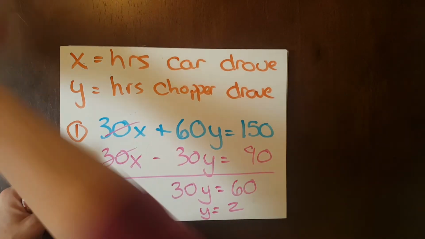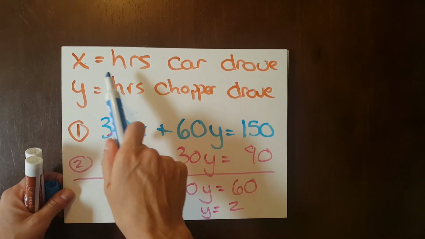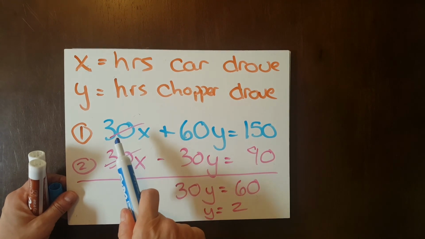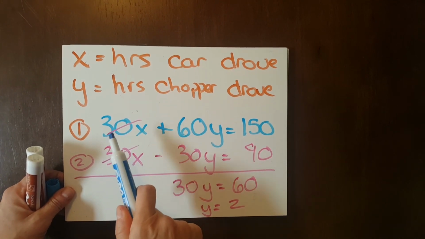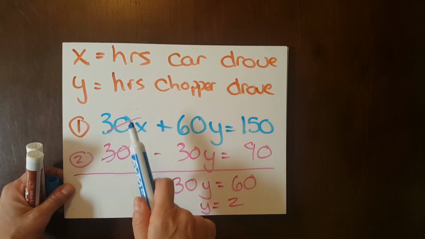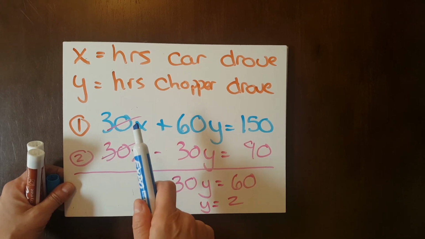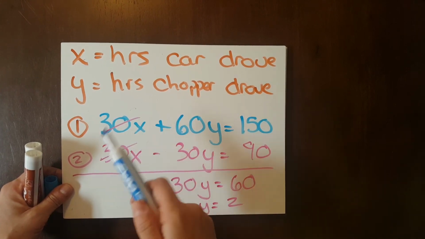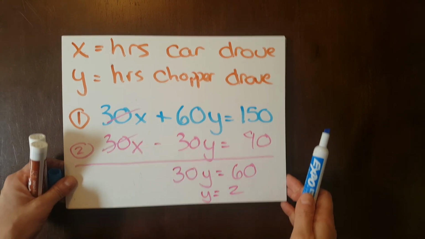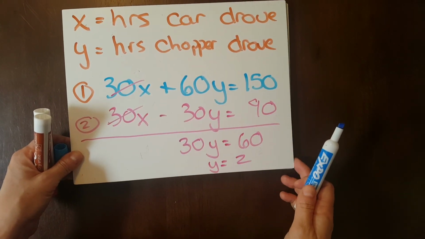If the car is driving 1 hour, that's 30, he's going at a speed of 30, I think it was miles in 1 hour. So then we can use that to solve the rest of the question.